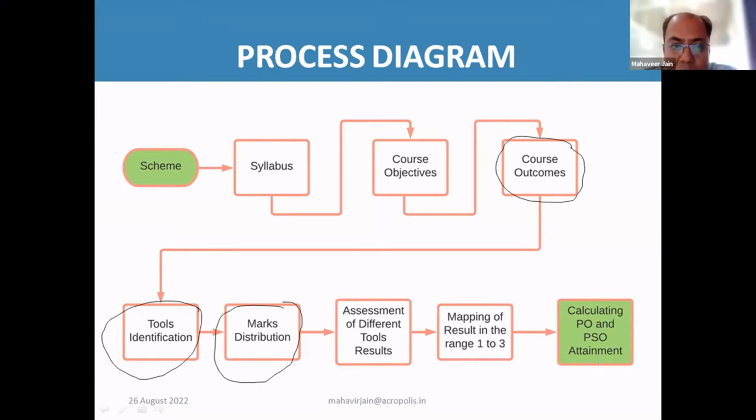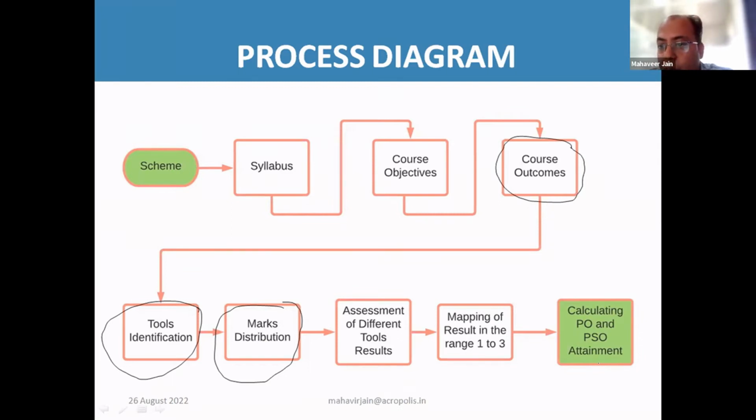So I think this diagram is related with every teacher, because every time we need to decide the vision, mission, and the program outcome PO. So every semester we need to follow this. The schemes, levels, objectives, outcomes, tools, marks distribution, assessment, mapping, and finally I need to calculate the course outcomes and the CO-PO mapping and the CO-PSO attainment for my particular course. That I need to give to my NBA coordinator.